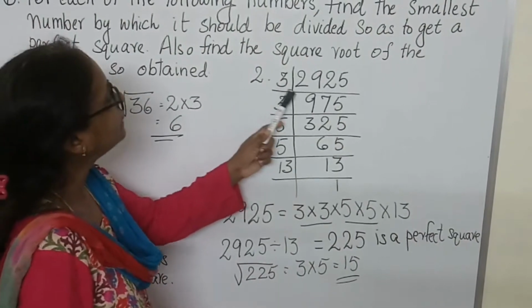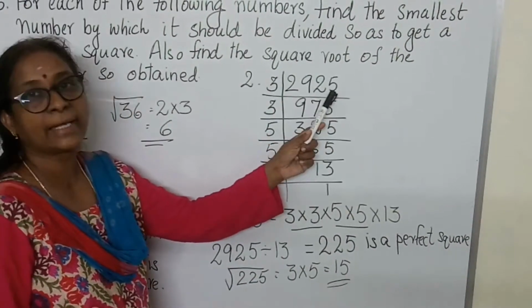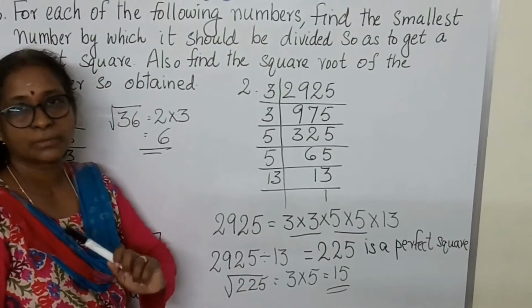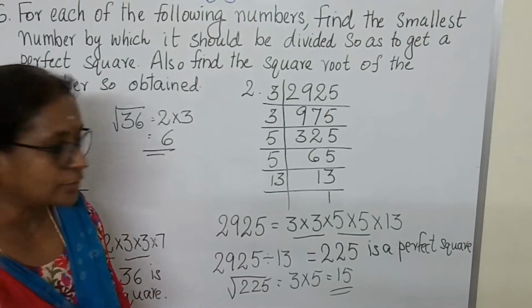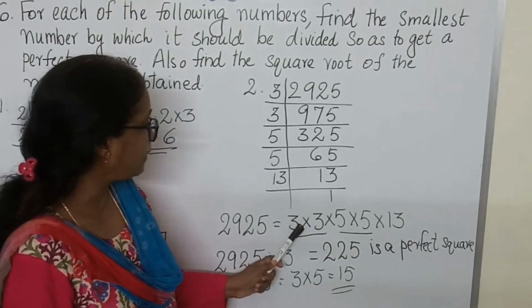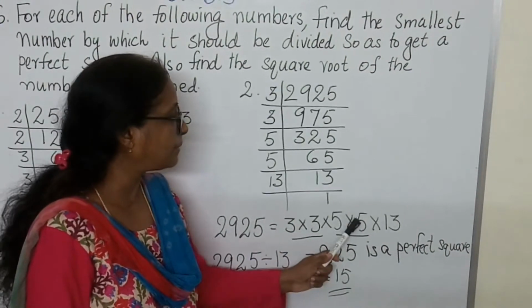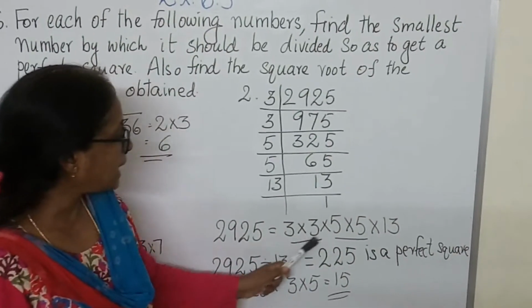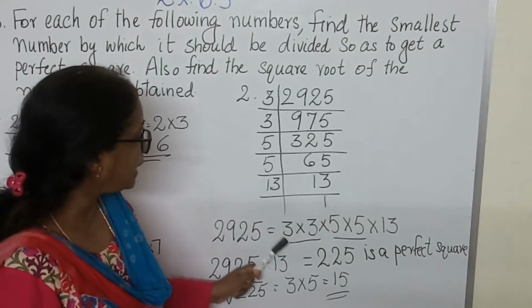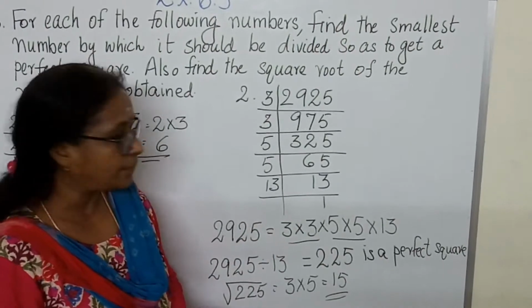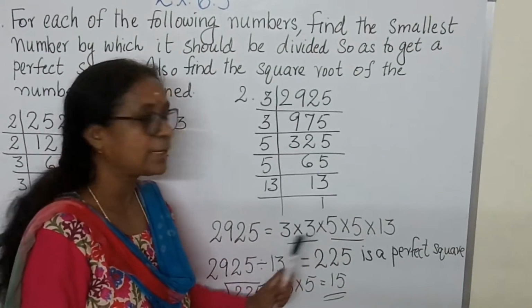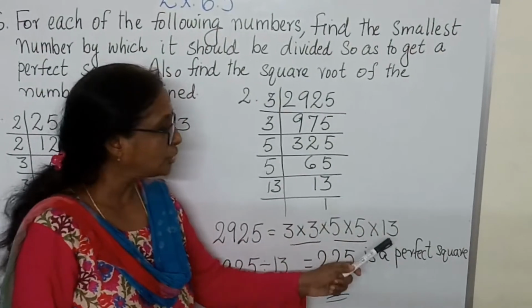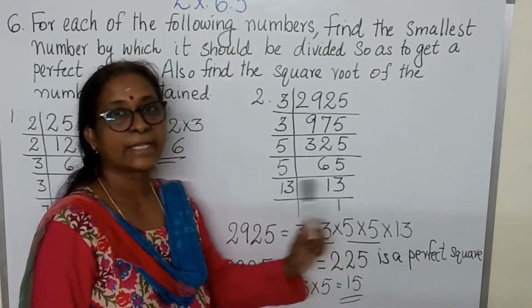Now one more question of the same type. You see here, 2925. So the first step, reduce into its prime factors. The prime factors are 3 multiplied by 3 multiplied by 5 multiplied by 5 multiplied by 13. Now which numbers are in pairs? 3 into 3 is a pair here, 5 into 5 another pair. Which number is not in pair? 13.